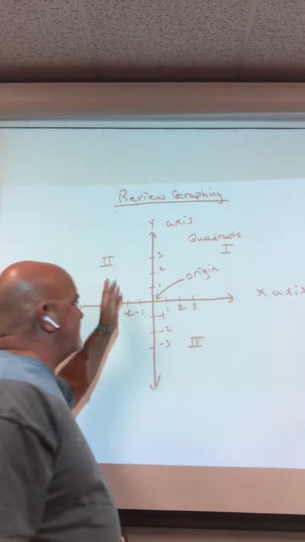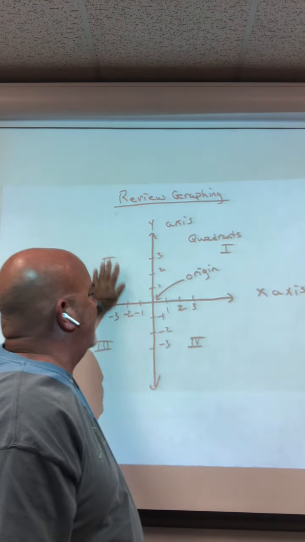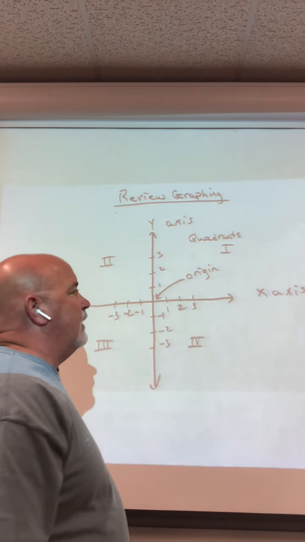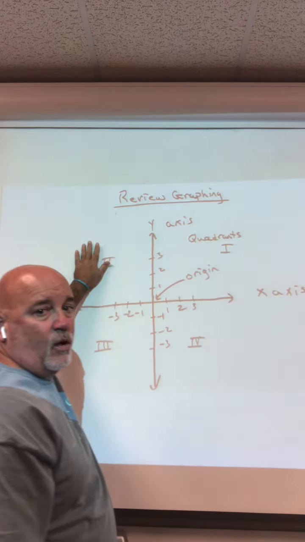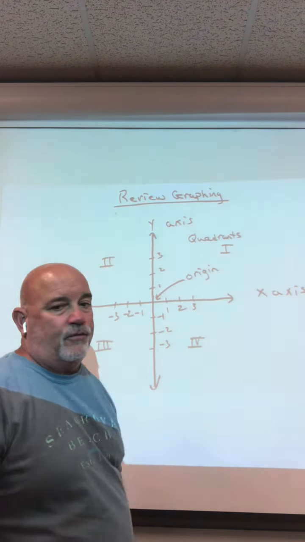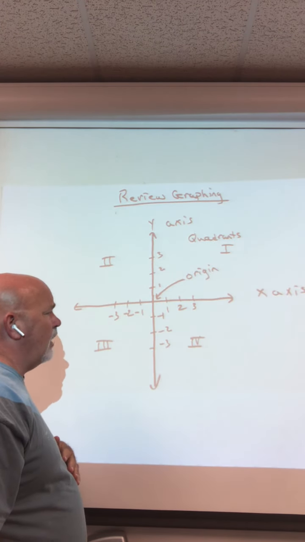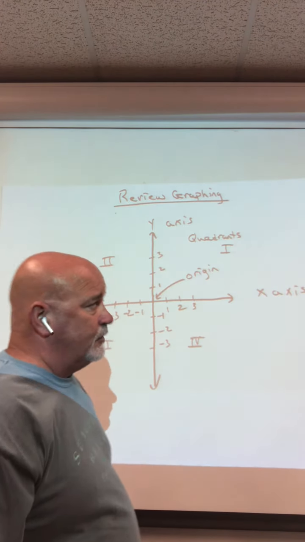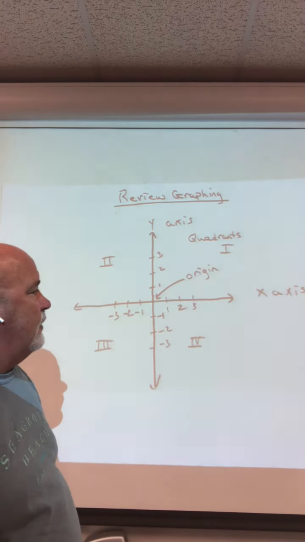The x-axis and y-axis splits your graph up into 4 main sections referred to as quadrants. And they are numbered counterclockwise. We start right here, quadrant 1, quadrant 2, quadrant 3, and quadrant 4. That's how these quadrants are numbered. All right, now the numbering system is universal. It never changes. So quadrant 1 is always up here, quadrant 2, etc.